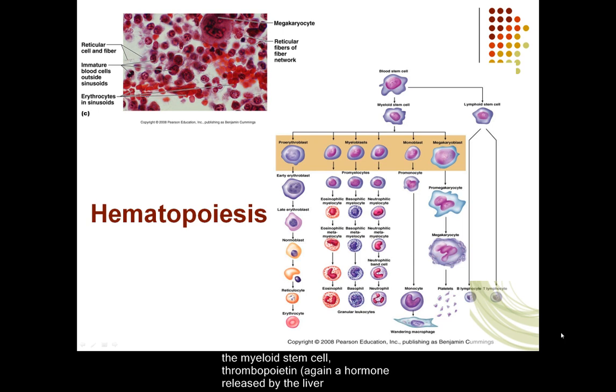stem cell. The production of platelets is called thrombopoiesis. From the myeloid stem cell, thrombopoietin, again a hormone released by the liver and kidneys, stimulates the maturation of a megakaryocyte, and each megakaryocyte generates thousands of platelets. The production of leukocytes is called leukopoiesis and involves 3 different maturation processes: granulocyte maturation, monocyte maturation, and lymphocyte maturation.